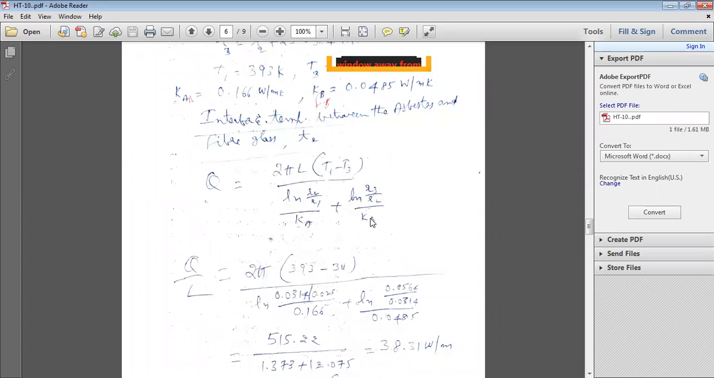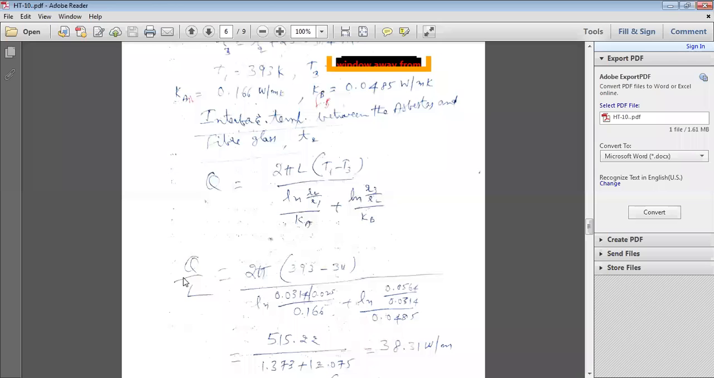Material A is asbestos, material B is fiberglass. Q is the heat transfer rate. Q is equal to 2 pi L into T1 minus T3 divided by Ln R2 by R1 divided by the thermal conductivity of the asbestos, plus Ln R3 by R2 divided by KB, the thermal conductivity of the fiberglass. Here the length is not given.